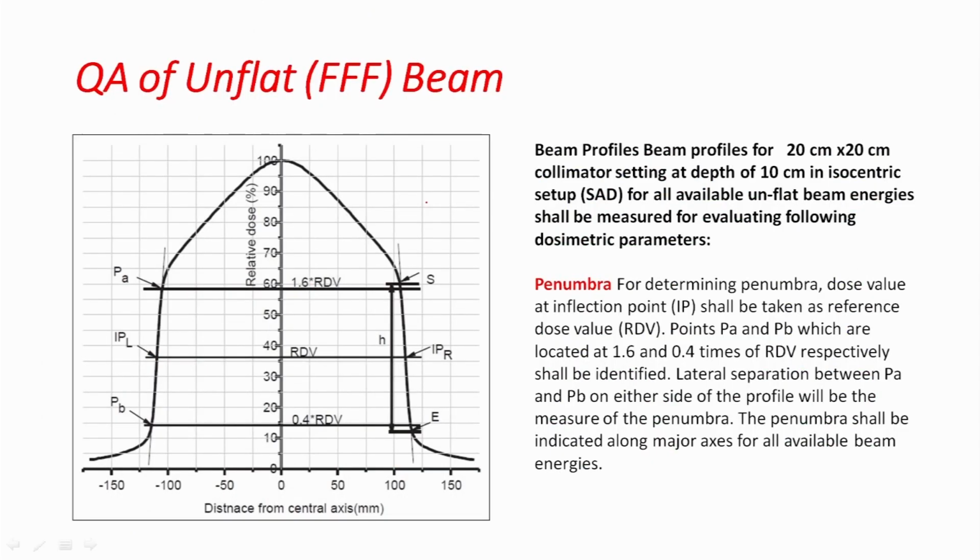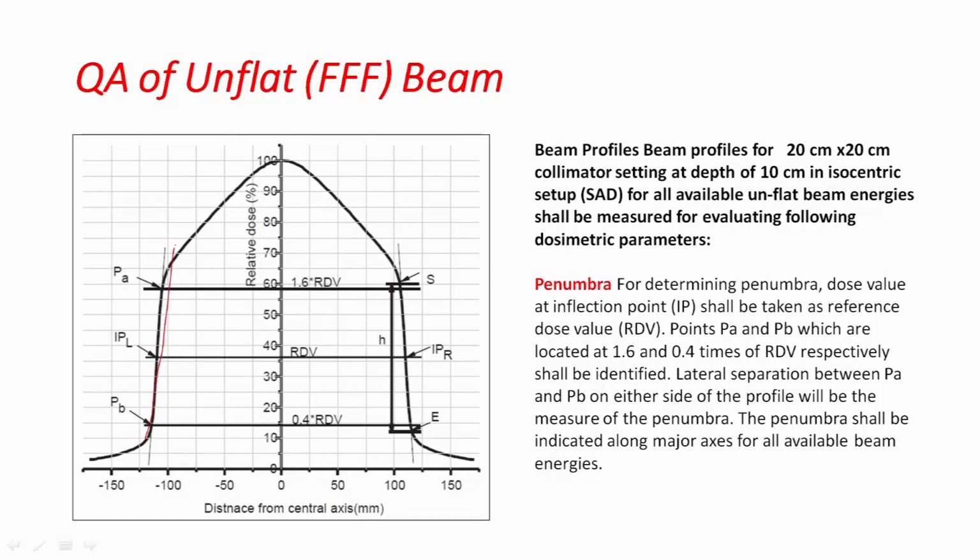Okay. Now we understood the quality assurance of a flat beam, but it is not the only beam which is available. There are unflattened beams also. It means that when you remove the flattening filter from the head of the gantry, you will get a beam profile like this.